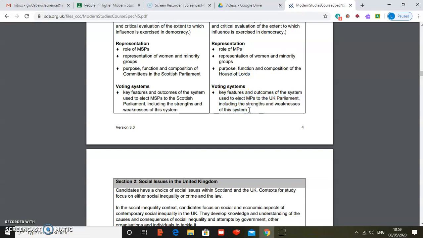And for the strengths and weaknesses, we need to mention at least one other system. Otherwise, how can you say it's weaker than that? So we will be looking at things like AMS and potentially STV as well, because it's the only way you can actually do a strength and weakness if you can compare it to a second one.